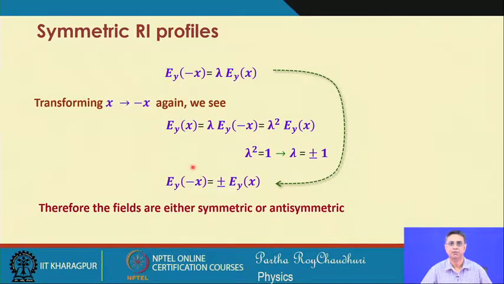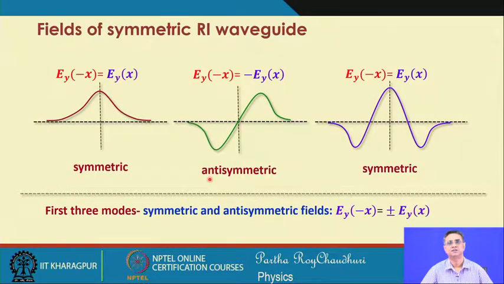That means E y of minus x is equal to plus minus E y of x. This is very clearly the condition of the symmetric and antisymmetric nature of the mode profile. So, therefore, the fields are either symmetric or antisymmetric, provided that the refractive index profile is of symmetric nature. You can see that E of minus x equal to E of x is a symmetric field, but E of minus x equal to minus E of x is antisymmetric, and so on. So, these are the consequences of a symmetric refractive index profile.